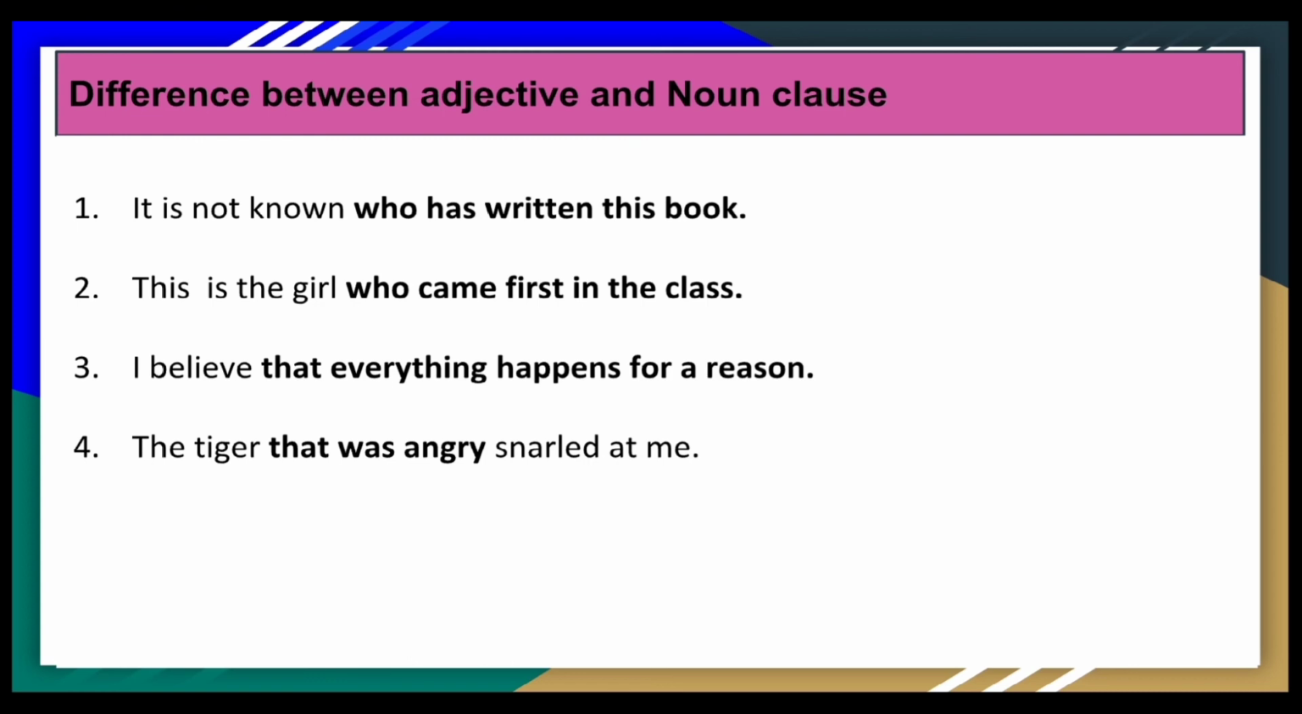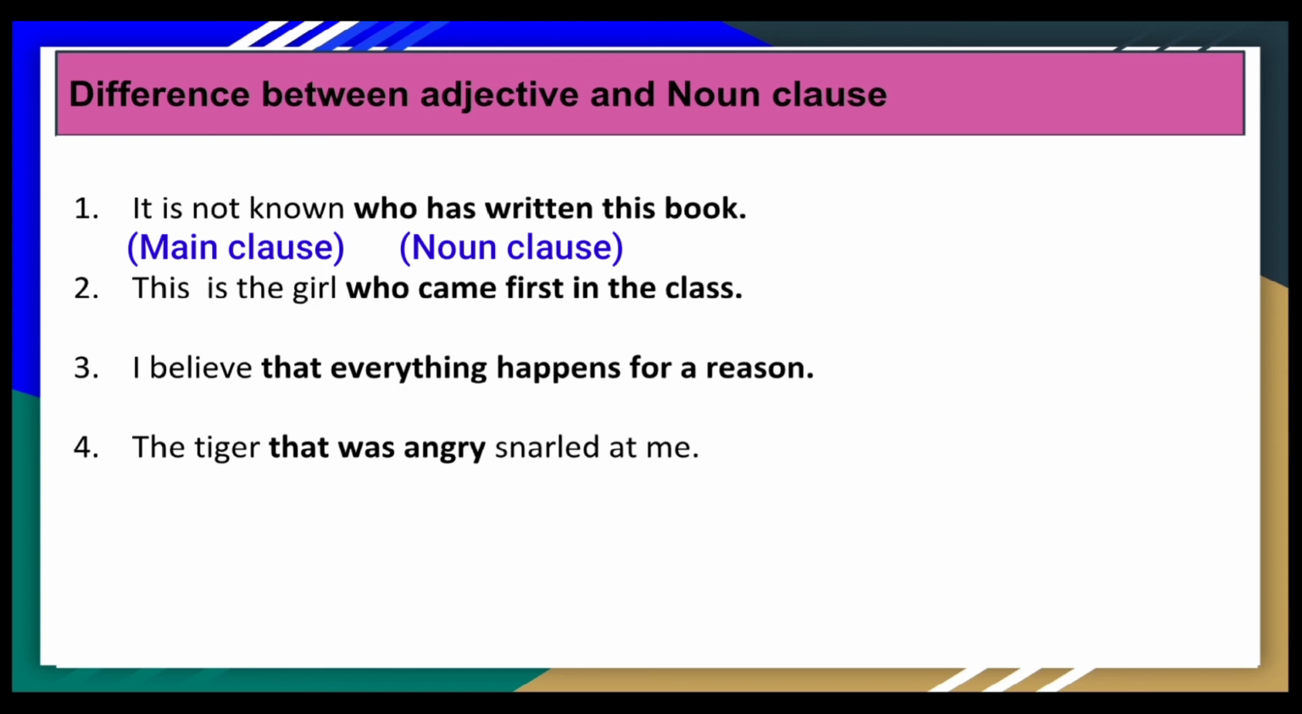It is not known who has written this book. It is not known is the main clause. Who has written this book is your subordinate clause. Now we'll try to ask the question by what. What is not known? Who has written this book? It's possible. And we are getting our subordinate clause as the answer. So this is your example of noun clause.